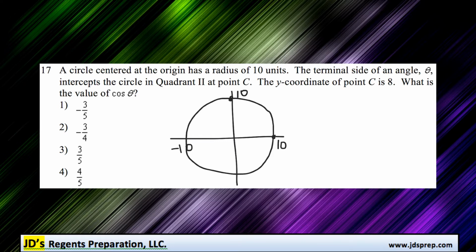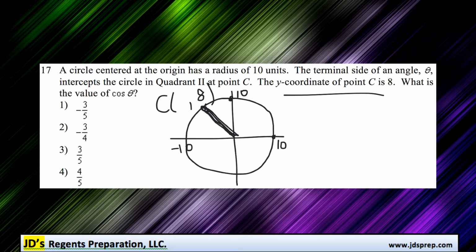So the terminal side of an angle theta intercepts the circle in quadrant 2 at point C. So let's go ahead and draw that angle here. It's because we know it's going to be in quadrant 2. So point C. Now we know that the y-coordinate of point C is 8. So that's going to be 8 right there.